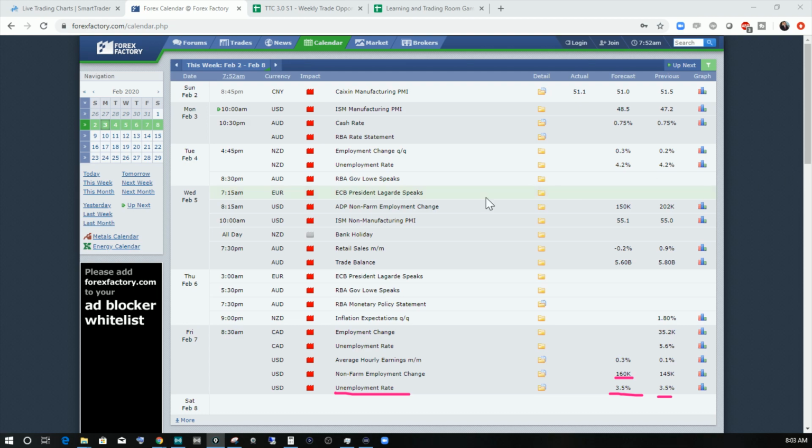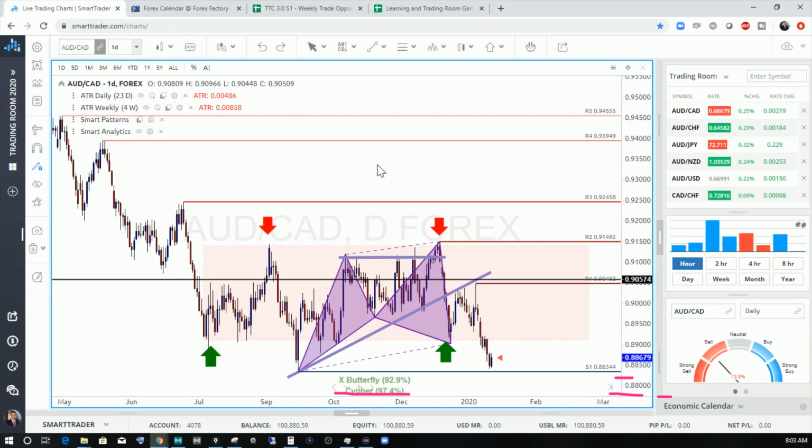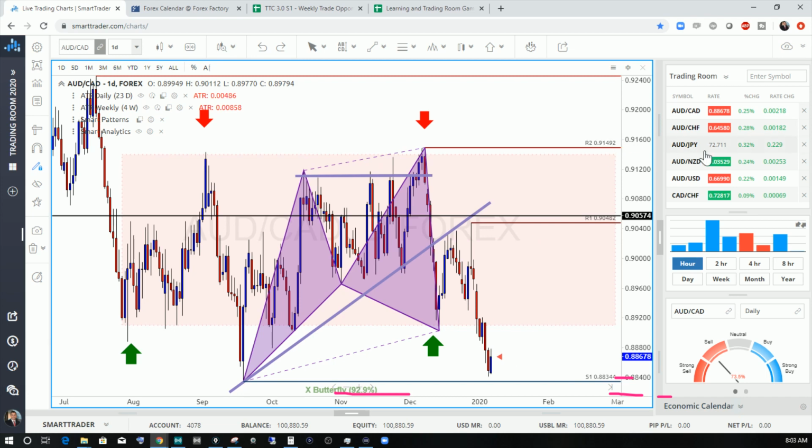This is the chart. We can start off with Aussie crosses first. I do have the Aussie Canadian open in front of me right now.